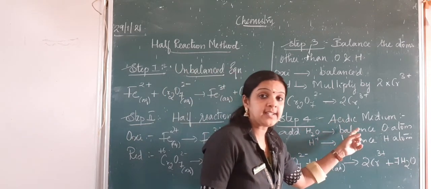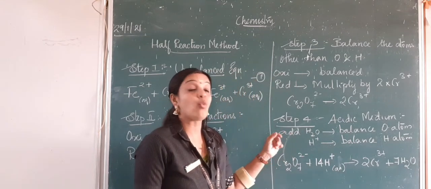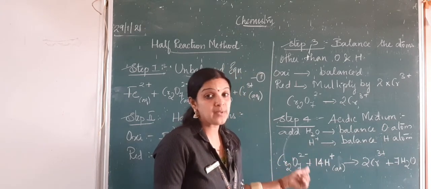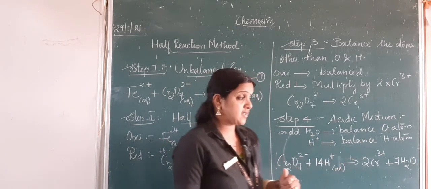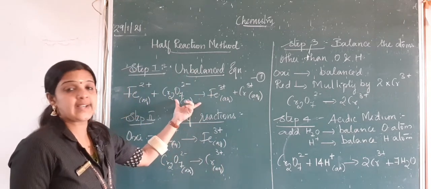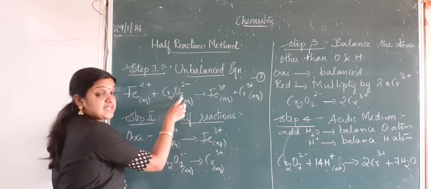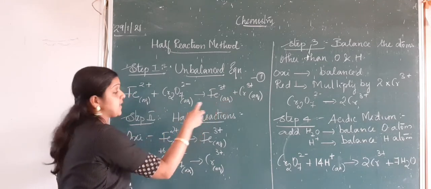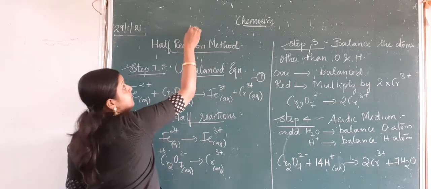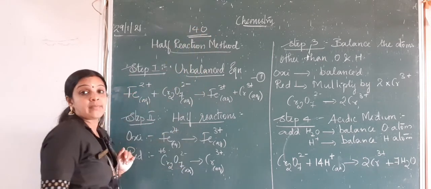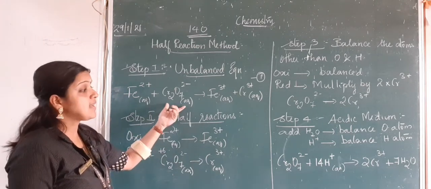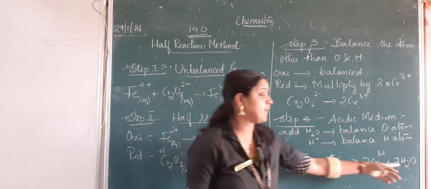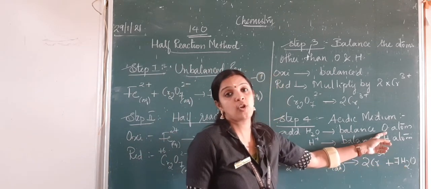When the reaction is taking place in acidic medium, we need to add water to balance the oxygen atoms, and we need to add H+ ions to balance the hydrogen atoms. If you see this first reaction, children, I have 7 oxygen atoms here, but I don't have oxygen atoms on my right side. That is 7 twos are 14 O present in this reaction. So to balance that, I am going to add water molecules to balance the oxygen atoms.